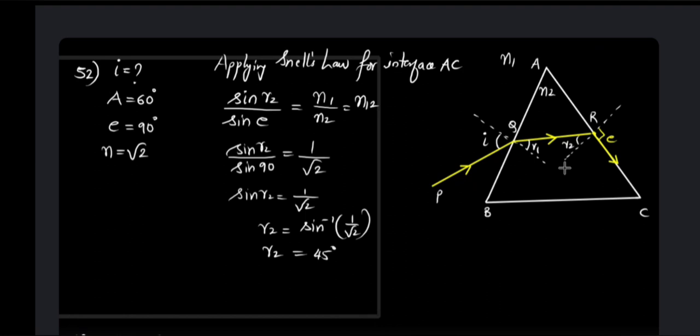So we know that in a prism, R1 plus R2 is equal to the angle of prism. So R1 will be equal to the angle of prism minus R2. The angle of prism is 60 over here, R2 is 45. So this is going to be equal to 15 degrees. R1 will come as 15 degrees.